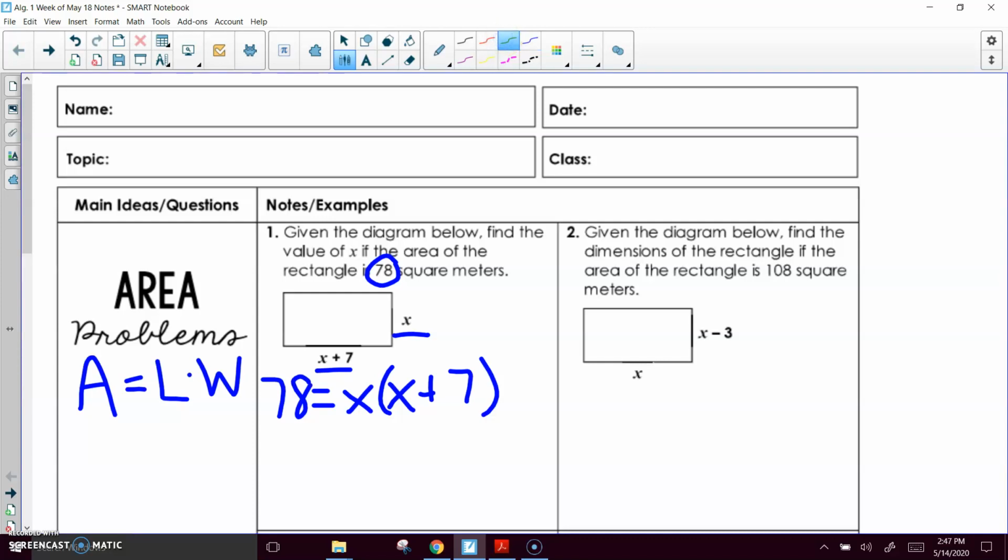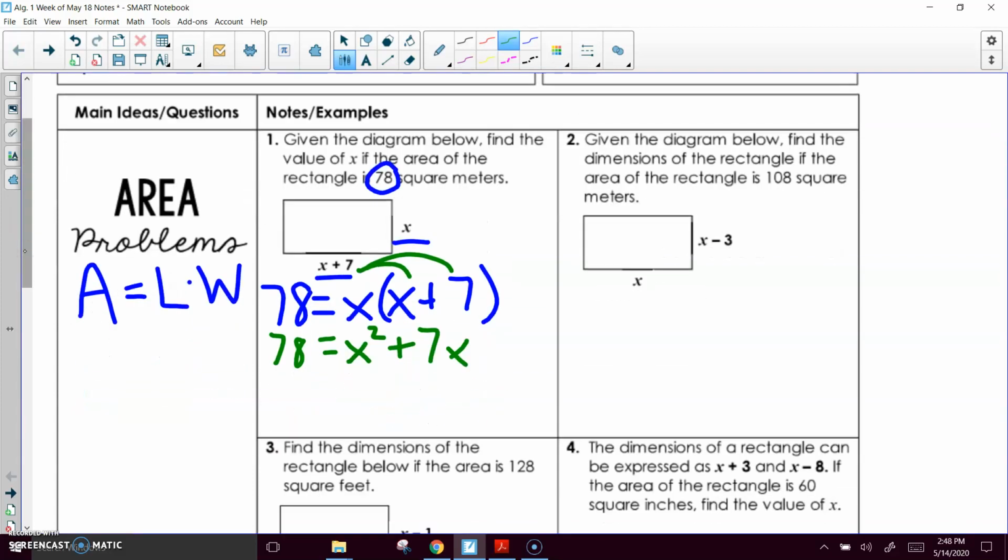So let's distribute on the right to start with to get rid of our parentheses. And then let's set our quadratic equal to 0. So let's bring that 78 over. So I'm left with 0 equals x squared plus 7x subtract 78. Like I said, we can factor all of these.